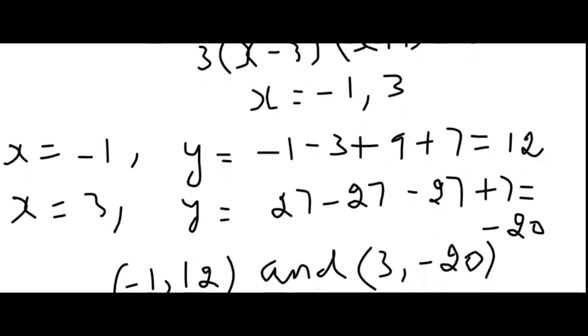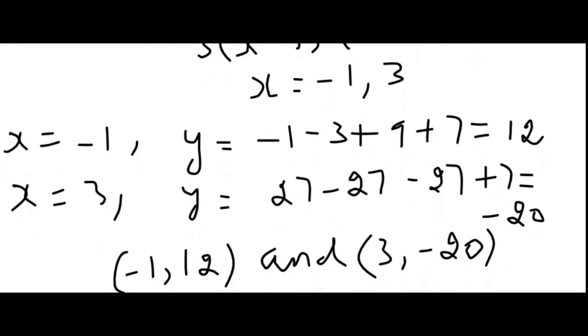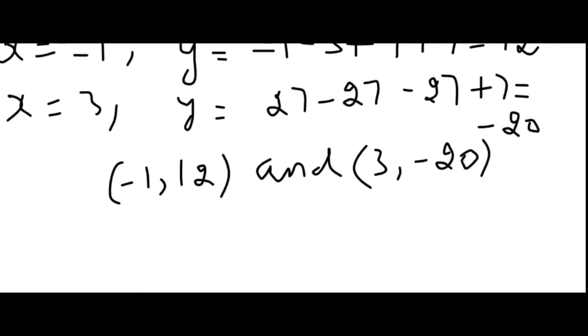Then x is equal to minus 1. Let us substitute x is equal to minus 1 in the first equation, y is equal to x cubed minus 3x squared minus 9x plus 7. In the place of x, let me substitute minus 1. We get y is equal to minus 1 minus 3 plus 9 plus 7 is equal to 12. Same way, when x is equal to 3, y is equal to 27 minus 27 minus 27 plus 7, which is equal to minus 20. Hence, the required points are minus 1, 12 and 3, minus 20.